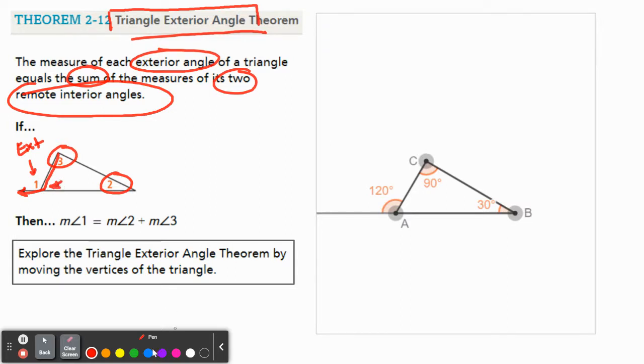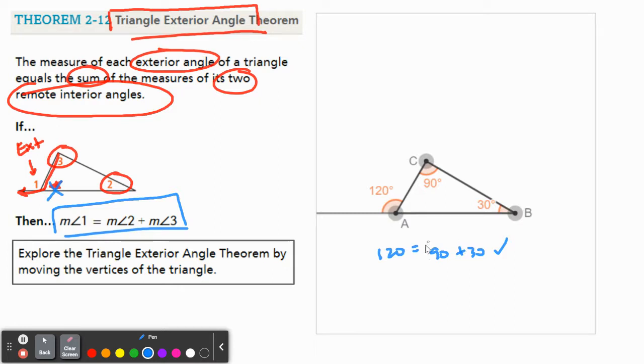So I'm going to put a big blue X to it. Do not use that angle, right? Use the two angles not adjacent to the exterior angle. And this is your formula. The measure of angle 1 equals the measure of angle 2 plus measure of angle 3. So in this picture here, 120 is my exterior angle. So 120 should equal the sum of, and then my two remote interior angles are the 90 and the 30. And what is 90 plus 30? That is 120. So this works.